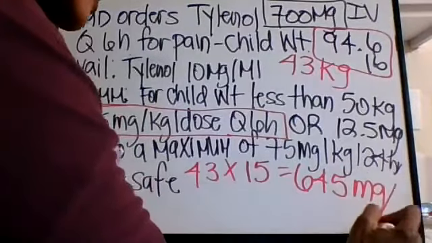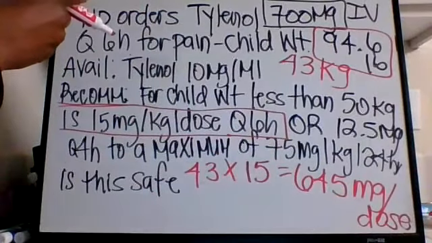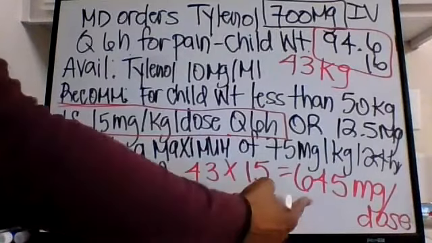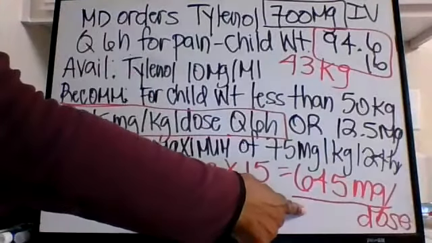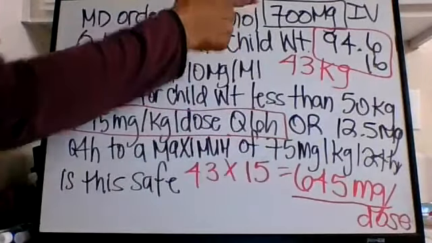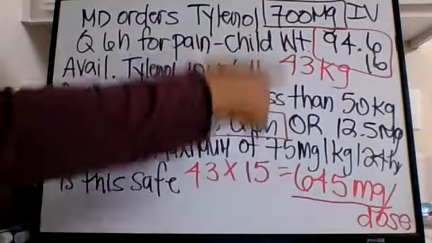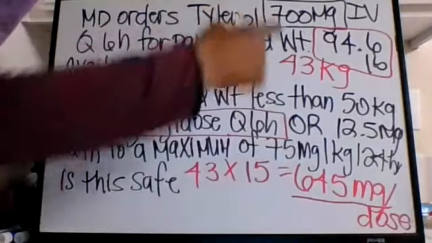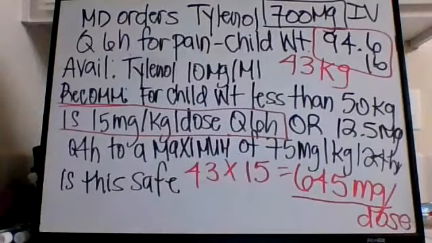milligrams per dose, right? So we're asking, is this dosage safe to administer to the child, right? So the recommended dosage is 645. The doctor ordered 700. It's actually more than the therapeutic level. So this dose is not safe to administer because the doctor ordered more than the recommended dosage. This is too much. Okay?